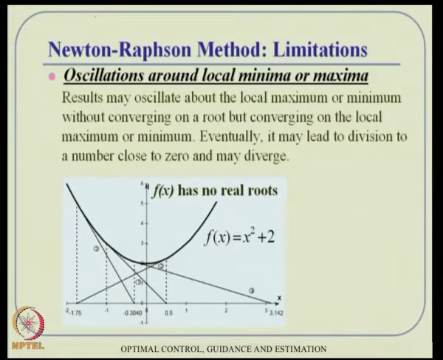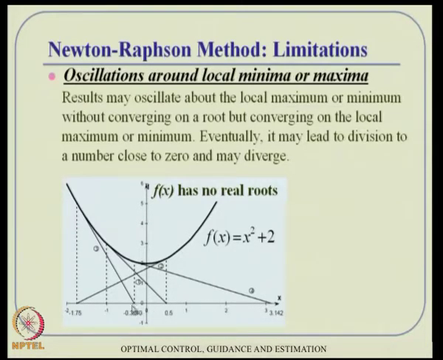Third is the oscillation problem. Remember, this particular f of x has no real roots, because it doesn't touch the x axis, it just goes away from it. There is no solution really, but you are blind to that and still want a solution. If you start with some guess value, it will try to go there and then try to come back, and this entire thing will go somewhere here.